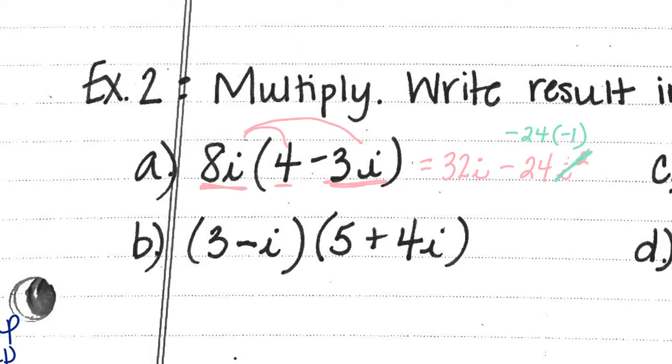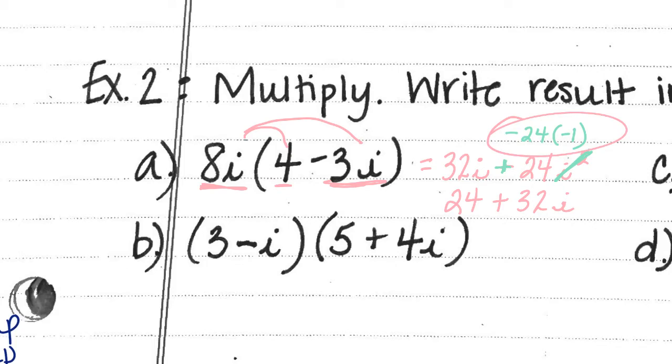So I typically just cross this out knowing that i squared is going to change this sign. So now I'm going to write the real number first, 24, plus 32i. And this canceling out of the -1 always happens when we FOIL.